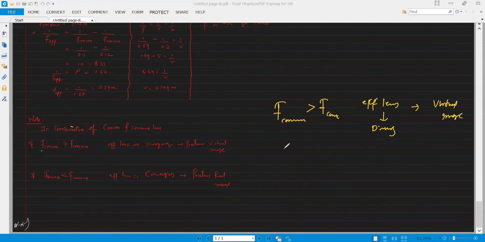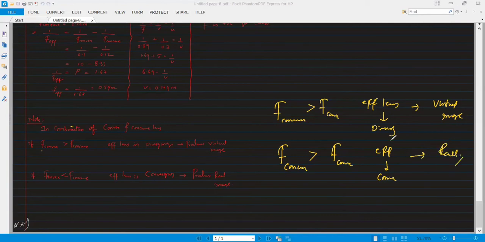If f concave is greater and f convex is smaller, then f effective is going to be positive, that lens is going to be a converging lens and this is going to form the real image.